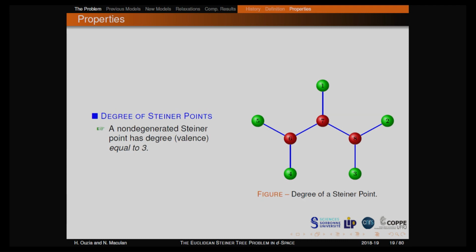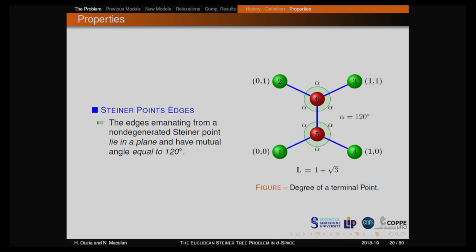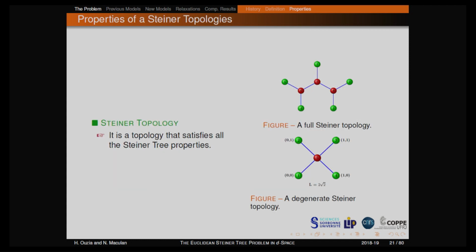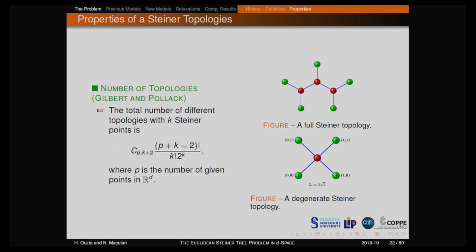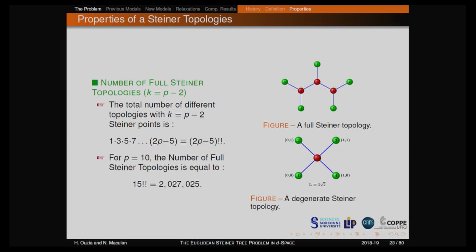Here this Steiner point, etc. Here, as you see before. Here, sometimes you have some different topologies. Just to see, the number of total possibilities, where k is the number of points, you can have 1, 2, 3, 2p minus 2. That's the total combination.